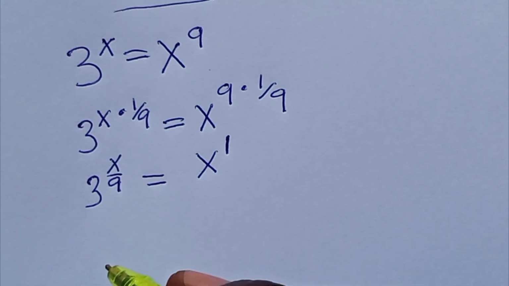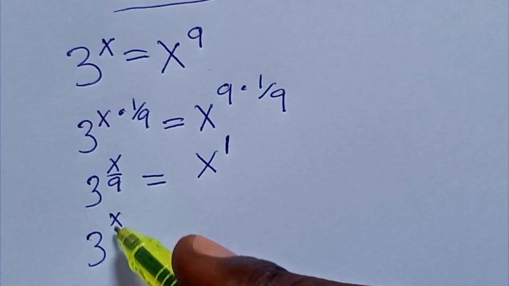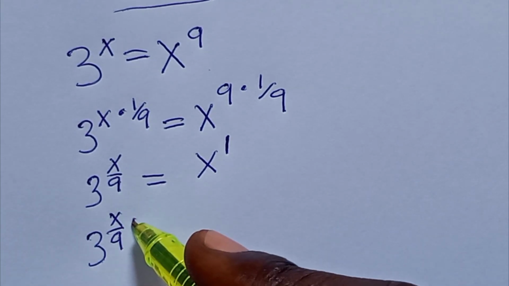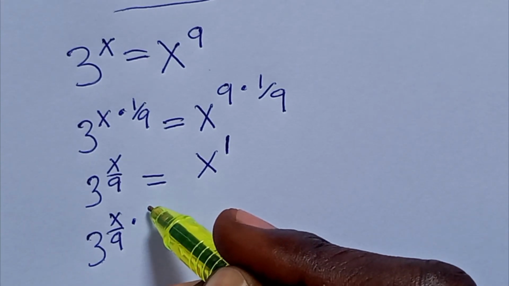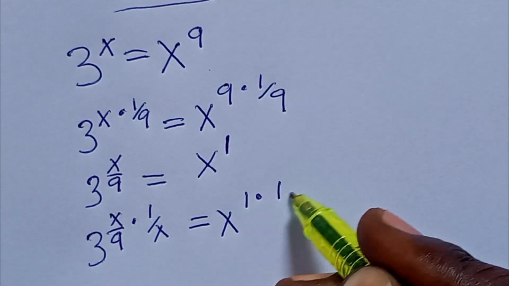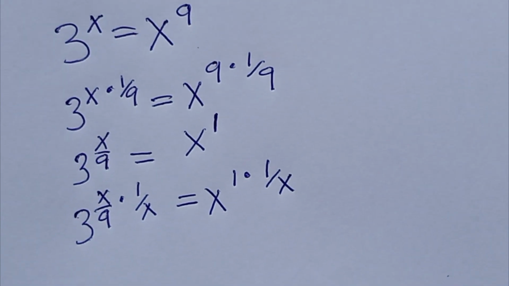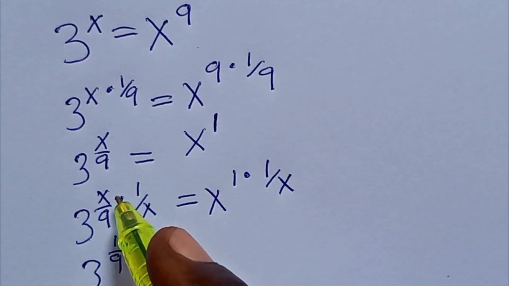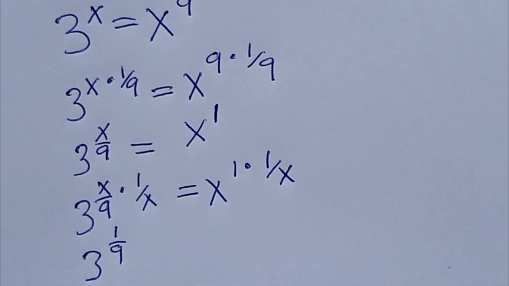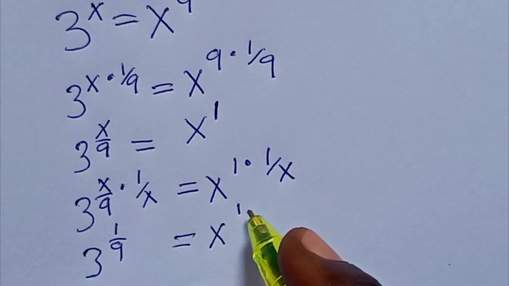So if this is what we have, let's decide to multiply both sides again. Since we have 3 to the power of x, power 9, we decide to multiply the powers on both sides by 1 over x. Since we have applied it to the left and to the right hand side, we haven't changed our equation. So now simplifying, x will divide x, and we're left with 3 to the power of 1 over 9 equal x to the power of 1 over x.